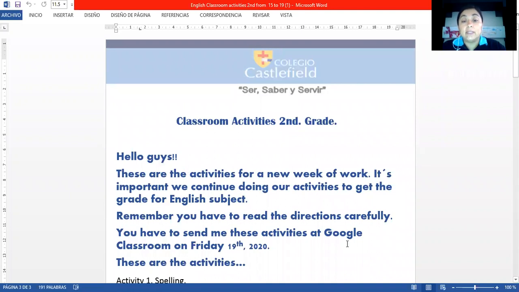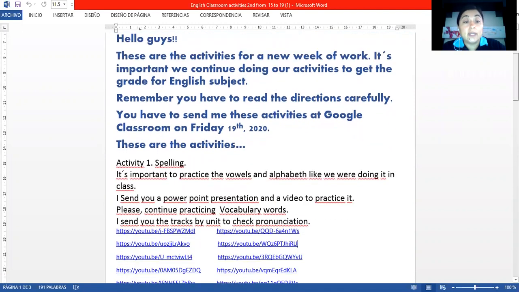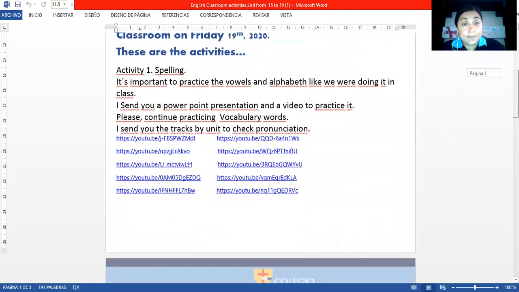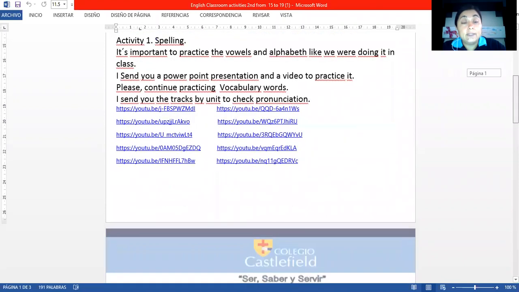These are the activities for a new week of work. It's important we continue doing our activities to get the grade for English subject. Remember that you have to read the directions carefully and you have to send me these activities on Friday 19th. Let's start. This is activity 1. Remember that we have to continue practicing spelling and you have the tracks to practice pronunciation.